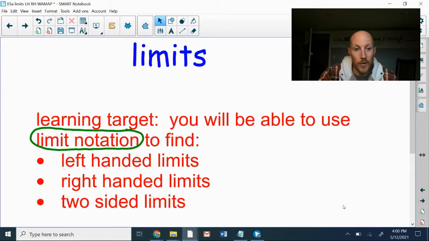And today we're going to be learning about limits. And so our learning target is you'll be able to use limit notation to find the following things. Left-handed limits, right-handed limits, two-sided limits. And let's find out what the heck that even means.